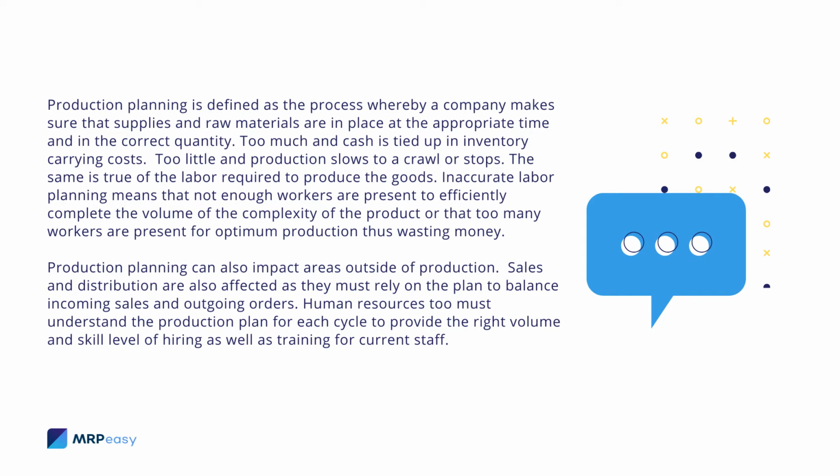Production planning can also impact areas outside of production. Sales and distribution are also affected, as they must rely on the plan to balance incoming sales and outgoing orders. Human resources, too, must understand the production plan for each cycle to provide the right volume and skill level of hiring, as well as training for current staff.